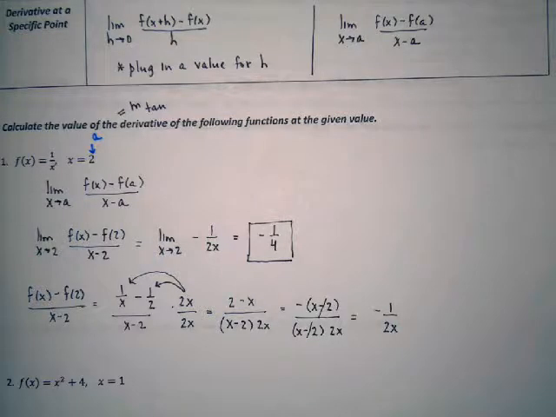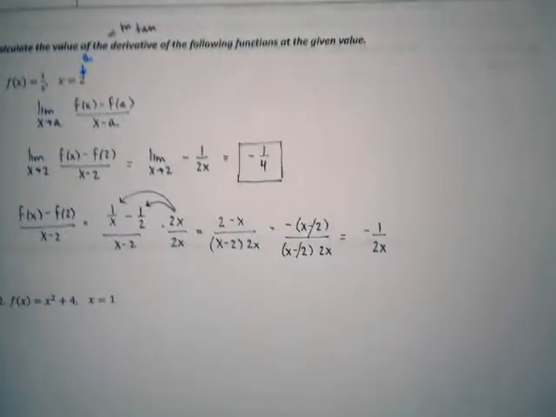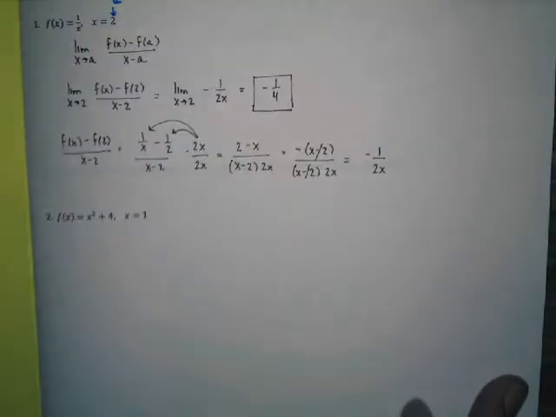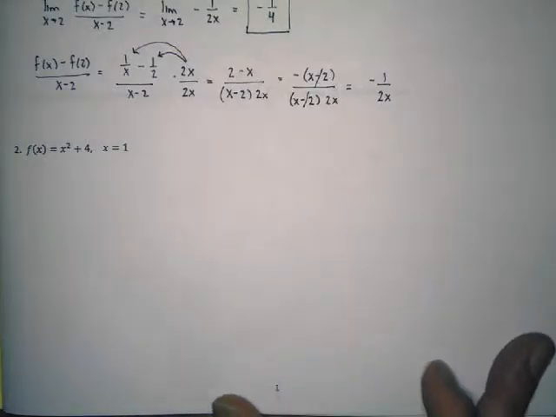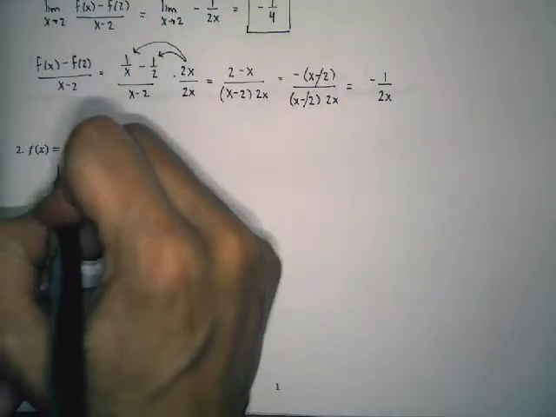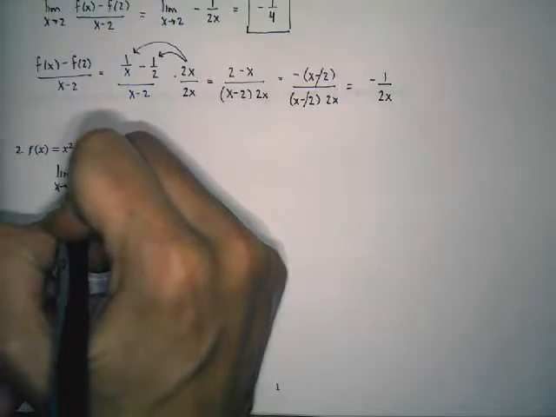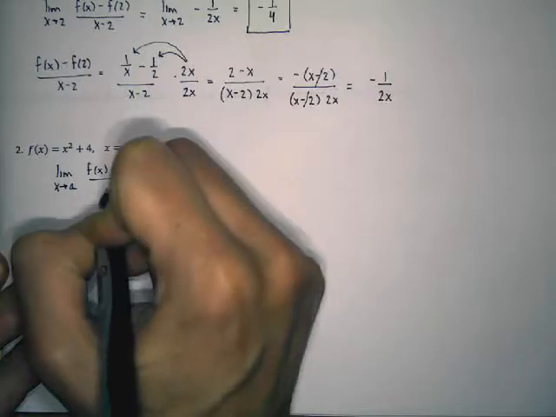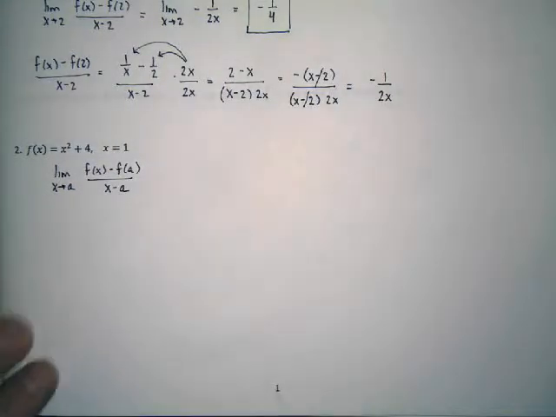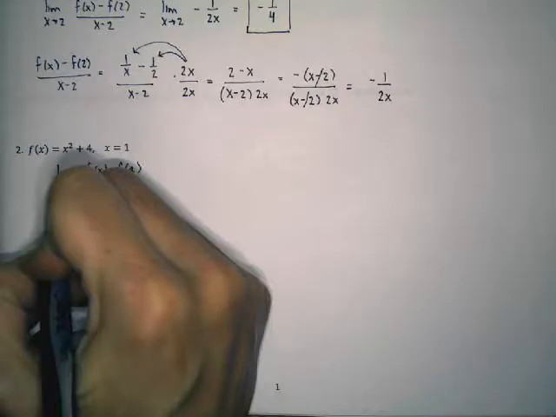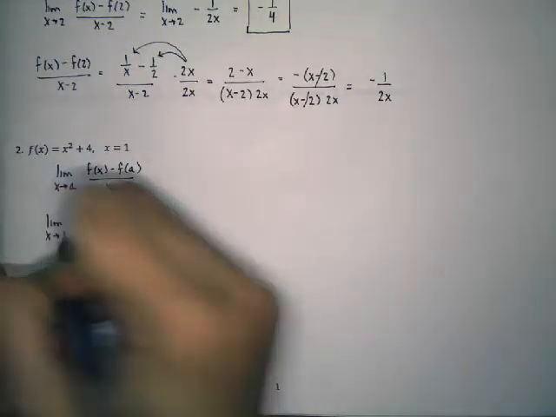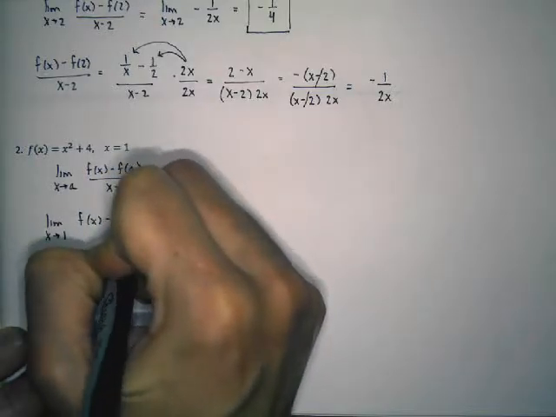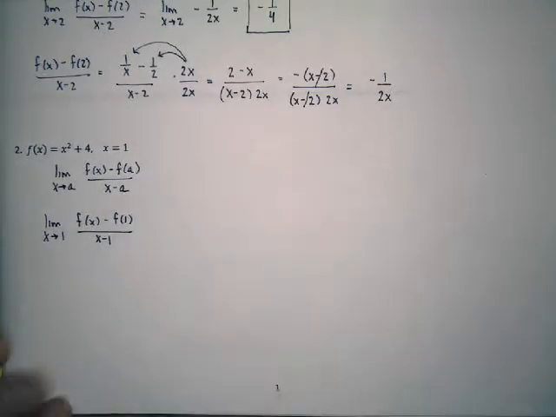Okay, so let's go ahead and try a second one. Our new function now is f of x equals x squared plus 4. Again, since I'm evaluating this at a specific point, we're going to use our new formula, f of x minus f of a over x minus a. Now I know I'm evaluating at 1.